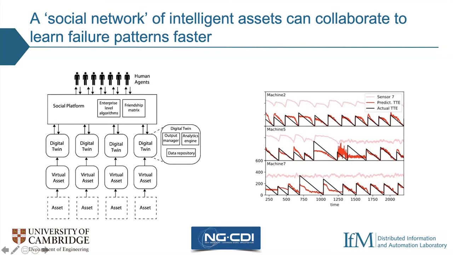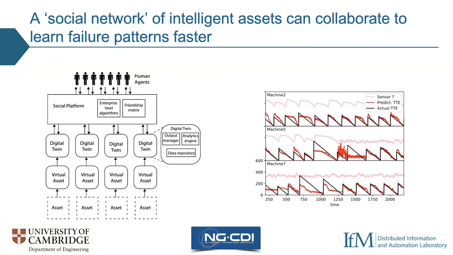Now, if we focus our attention on machine number five, the asset in the middle, we can see that the pattern of its sensor data is very similar to the pattern of machine two's sensor data. Which means that these two assets have made friends with each other, and they are sharing their data and learning from each other as well. You can see that the predicted time to failure is pretty close, and we are getting good performance in terms of prediction.